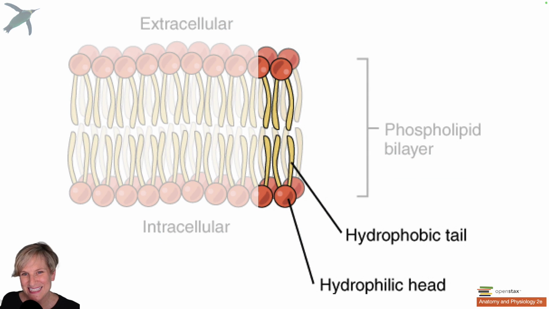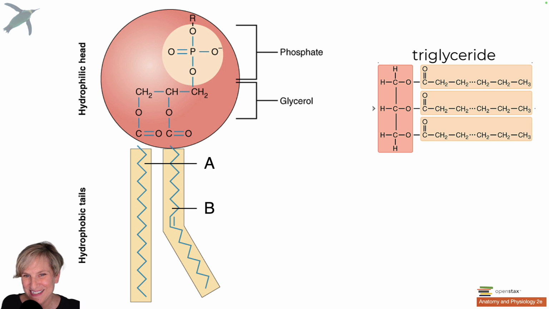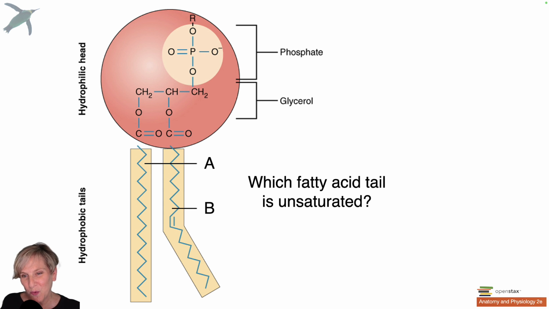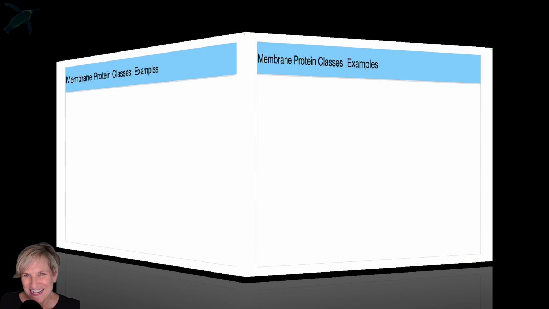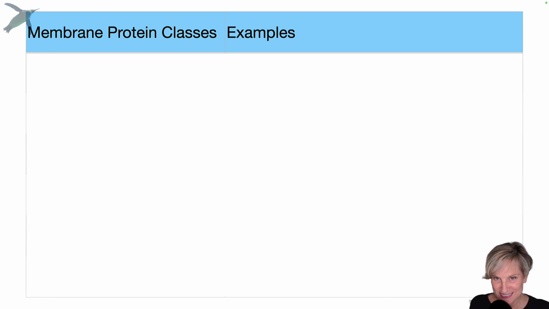Now, when we look back at this phospholipid bilayer, we see the hydrophobic tails and the hydrophilic heads. Okay, so the tails are water-fearing and the heads are water-loving. The head is made of glycerol with a phosphate group, and the tails should remind you of the fatty acid tails in a triglyceride that we saw in the chemistry unit. And by the way, as a quick review, which fatty acid tail is unsaturated? Do you remember?